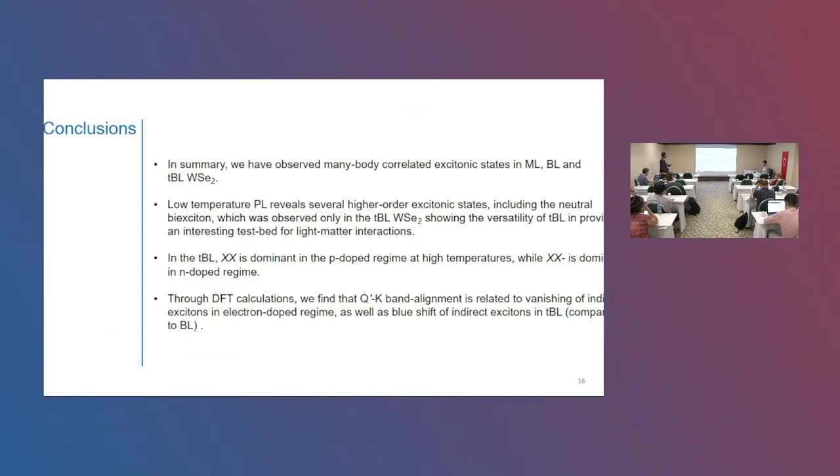Okay, that's the conclusion of my talk. We actually observe many-body correlated states in monolayer, bilayer, as well as twisted bilayer cases, and the low temperature field reveals high order excitonic states, including the neutral bilayer exciton. And in the twisted bilayer, XX is mainly dominant in the p-type regime, whereas XX minus dominates the n-type regime. And through our DFT as well as the experimental findings, we have found that the trivial Q valley is basically shifted to the Q prime valley, as also verified experimentally.